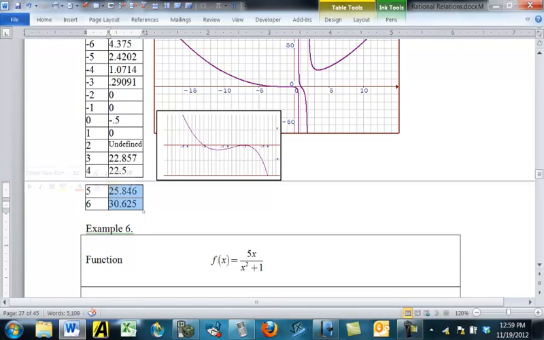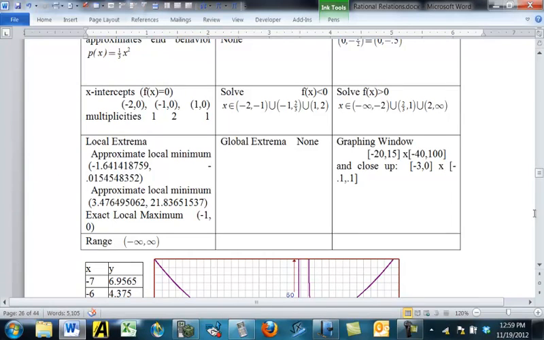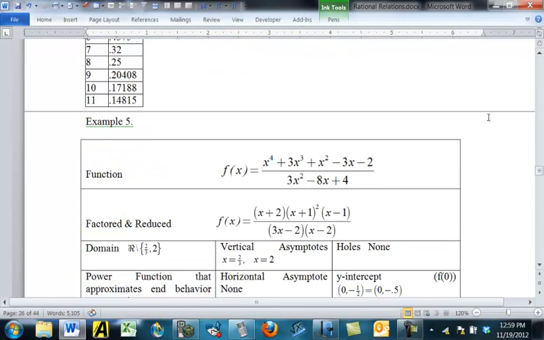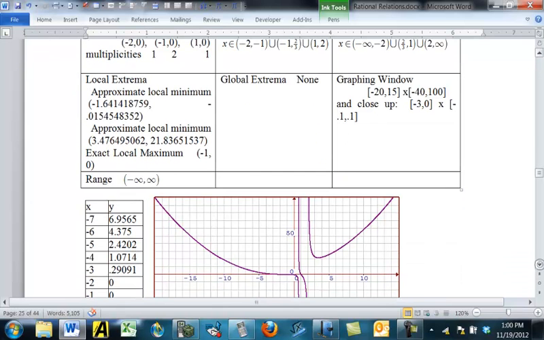Just going to get rid of this. Okay, now the thing that's kind of interesting I want to show you about this one is, look at the power function that defines the end behavior. x to the 4th over 3x squared is 1/3 x squared. So look at this. Do you see that x squared shape on the ends? See how on the ends it looks a lot like 1/3 x squared?